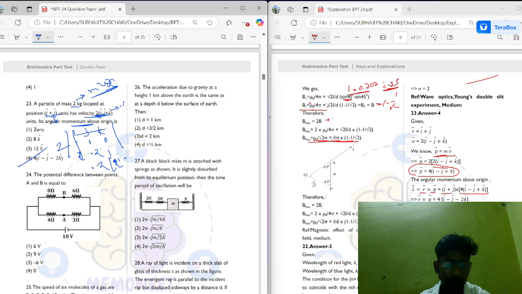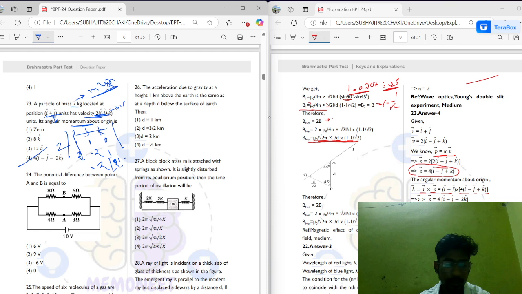Here for small angles, sin(i minus r) equals i minus r, and cos r equals 1. That I told you: cos theta equals 1 and sin theta equals theta. So d equals t into (i minus r). Then d equals t times (i minus r) by i, so from this you can say d is equal to t i into 1 minus r by i, if we take the common of i. Option number 3 will be the correct answer.